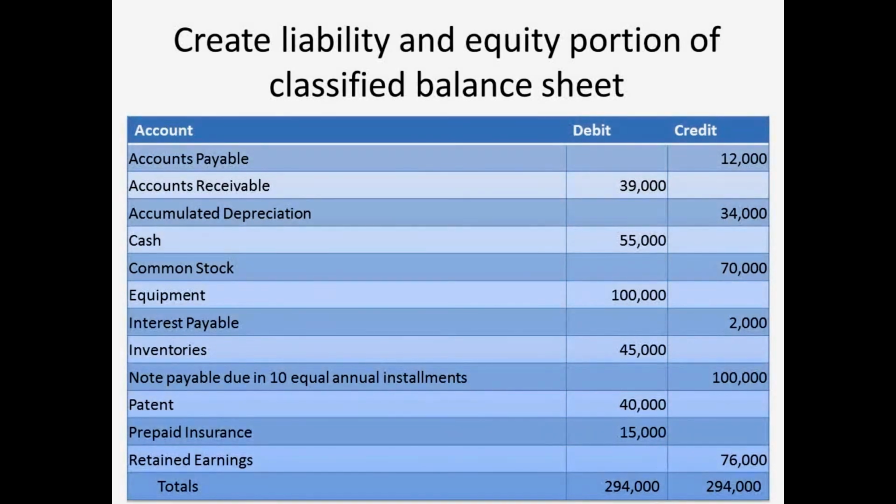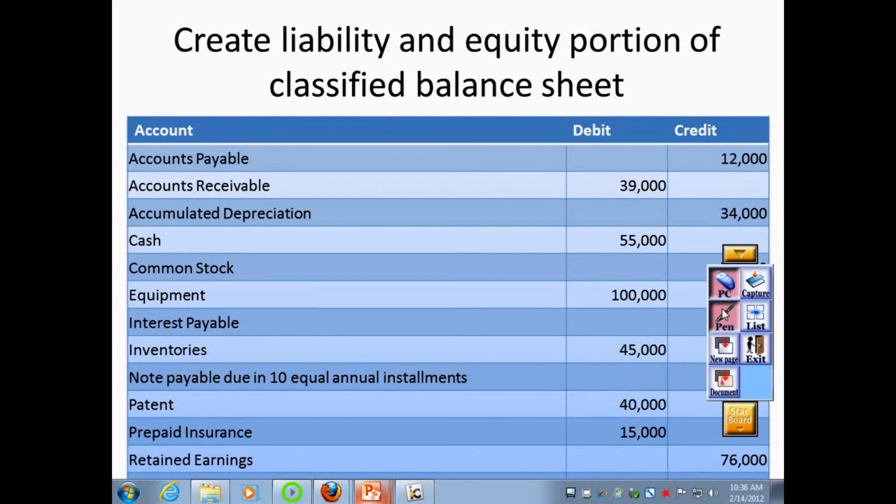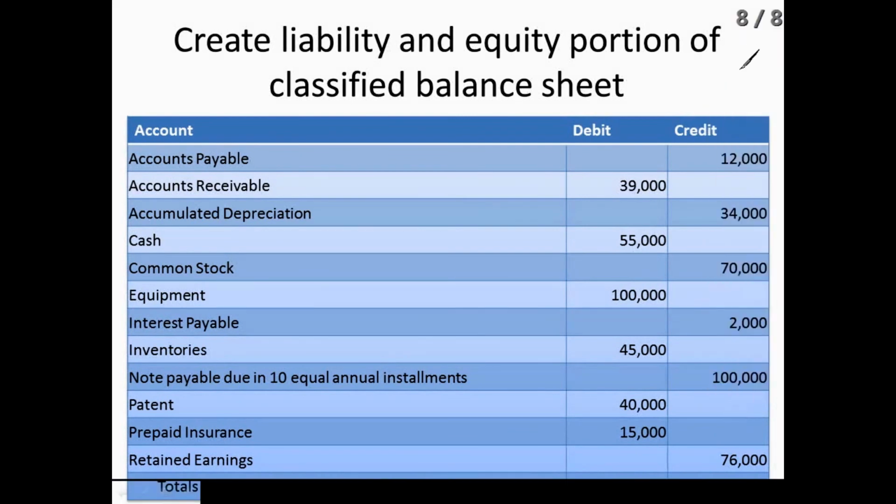Okay, so now let's do this problem just like we did last class. But now we're just going to focus on the liability and equity section because we've already done the asset side. Remind me which of these items I want to include. Accounts payable, what kind of account is that? Current liability. Okay, so we're going to use that.